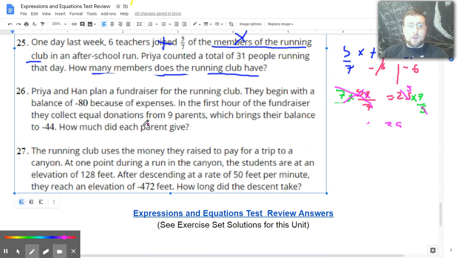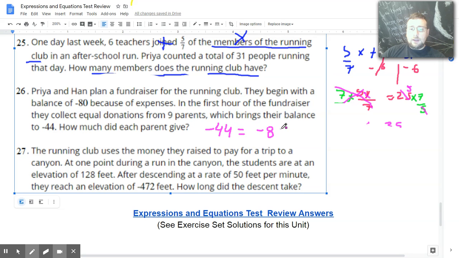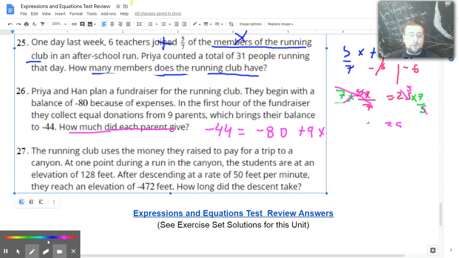Okay, so in this problem, we start with negative 80, but then 9 parents give money, and you end up with 44. So it seems like our final answer is going to be 44, but we started at negative 80 and added to that 9 sets of donations. And then we ask, how much does each parent give? So that makes sense that that is our x. And now we have a 2-step equation that we can solve here for this problem.